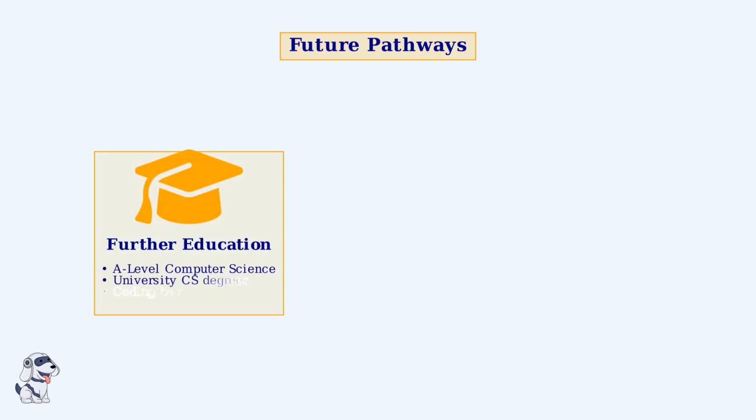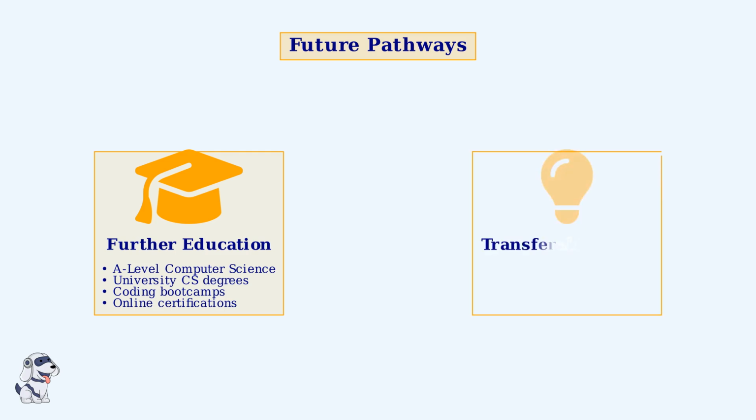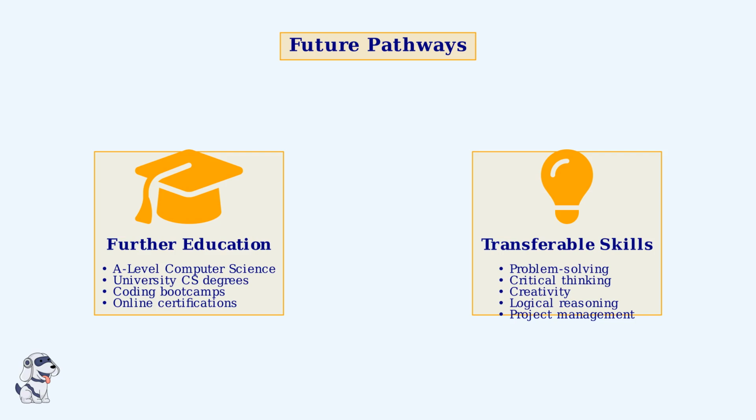Students can continue their computer science journey through A-levels, university degrees, and specialized courses. Each level builds upon the foundations established in Year 10. The problem-solving, critical thinking, and creativity skills developed in computer science are valuable across many career fields, from technology to business to creative industries. Year 10 Computer Science provides a comprehensive introduction to the field, combining theoretical understanding with practical application. Students emerge with both technical skills and the confidence to tackle complex challenges in our increasingly digital world.